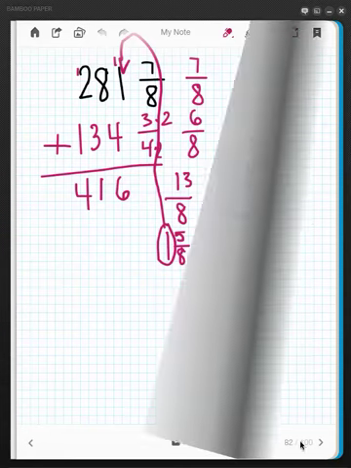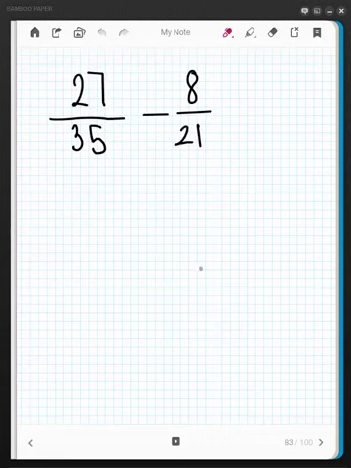Okay, now I have one more for you guys to try, a subtraction one. So this one is just very straightforward, no mixed numbers. Why don't you go ahead and try to do 27/35 subtract 8/21. Pause the video, try to do it, then come back and see if you did it correctly.